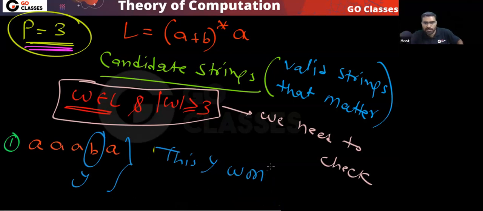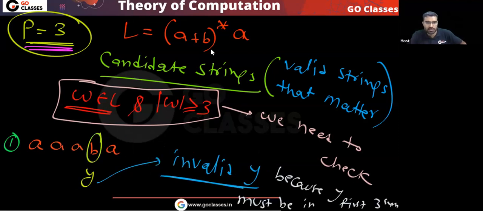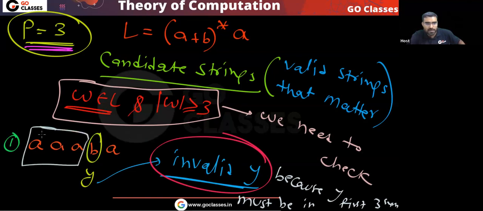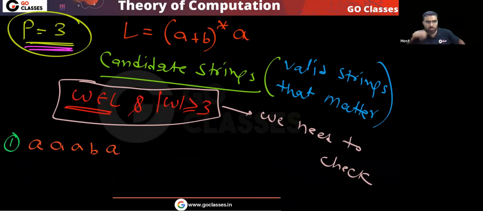This y, does it work? And the answer is no. Your y must be within the first three symbols. So this is an invalid y, because y must be in the first three symbols. Means your y must be here. Here you must have y.